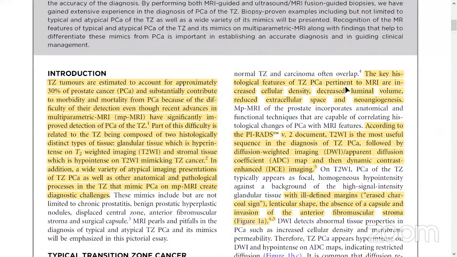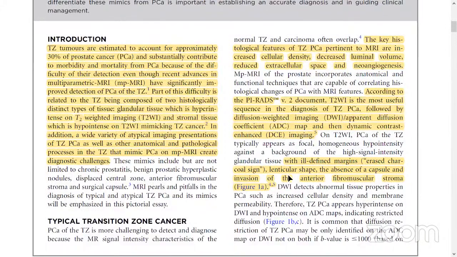The key histologic features of the transition zone pertinent to MRI and the presence of cancer are increased cellular density, decreased luminal volume, reduced extracellular space, and neoangiogenesis. With increased cellular density, you are expecting T2 hypointensity on your imaging. With neoangiogenesis, you are expecting early enhancement on the dynamic perfusion images. According to PIRADS version 2, T2 weighted image is the most useful in peripheral transition zone cancers, followed by diffusion, ADC, and then the dynamic contrast. So that we saw in detail.